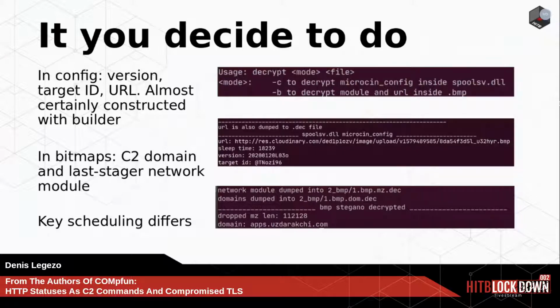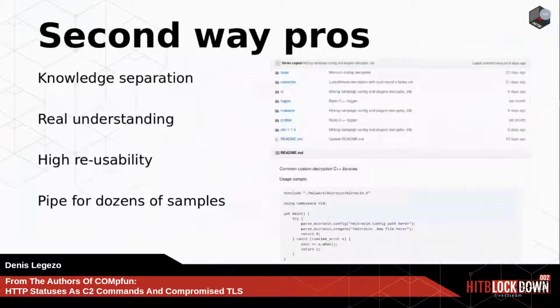This is it. Just two switches, as you can see: -c for the config, -b for the BMP. And if you compare with a decision made during another research, not related to COMPFun, if you compare it with our two pictures, for sure, it's Mr. Trump's way. Do it by yourself, don't reuse the malware code.